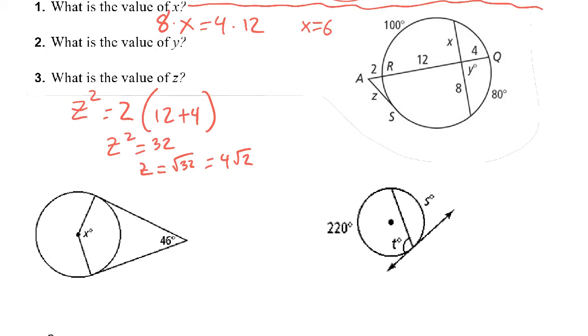And you can take out the root 16 as a 4. But anyway, so there's z, same rule as before. The outside times the whole equals the outside times the whole. And when the outside and whole are the same because of the tangent, you can just square the z.